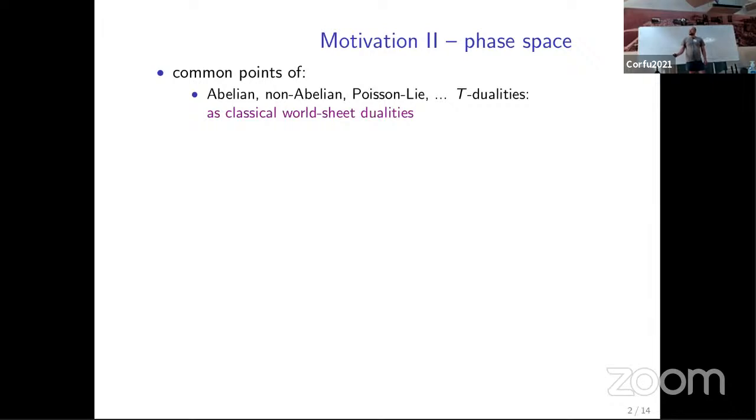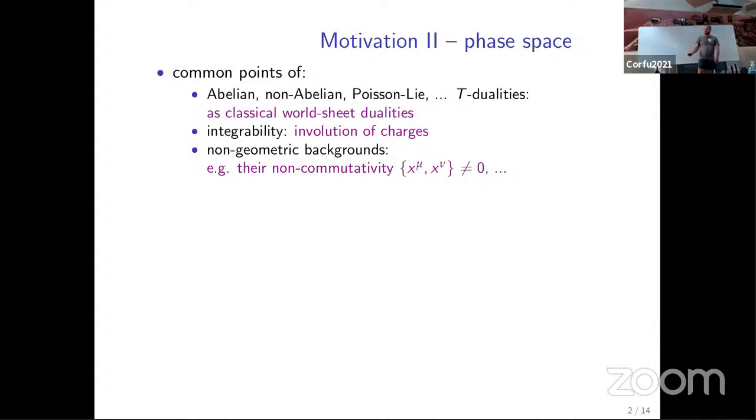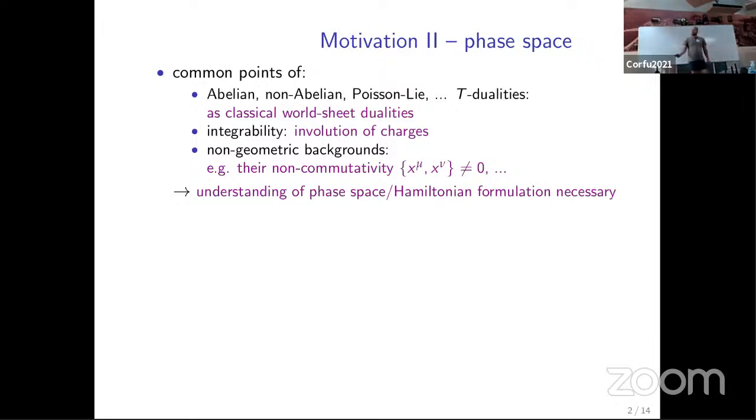So for example, if you want to study generalizations of T-dualities, non-abelian Poisson-Lie T-dualities, if you want to study integrability, or if you want to look for non-geometric interpretations of backgrounds, we all need to understand what the phase space or the Hamiltonian formulation is. So if we look for dualities, we would need to find canonical transformations which correspond to the dualities. If we look for integrability, we want that these conserved charges are independent. Or if we have non-geometric backgrounds, we would look directly for non-commutative coordinates or something like that. So from a geometric understanding of the Hamiltonian formulation, one can get some nice intuition for various things.